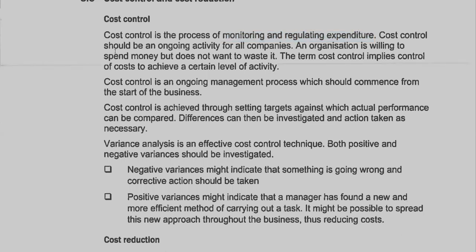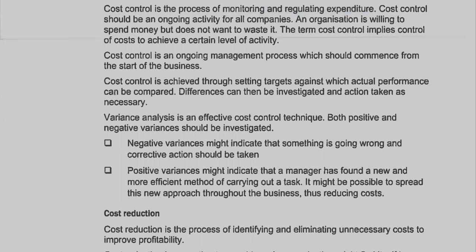And cost control should be an ongoing activity for all companies. An organization is willing to spend money, but does not want to waste it. The term cost control implies control of cost to achieve a certain level of activity. So controlling your cost to achieve a certain level of activity is what we call cost control. Now, cost control is an ongoing management process which should commence from the start of the business. Cost control is achieved through certain targets against which actual performance can be compared. So you have certain targets. We have to look at how to compare what we have actually made against our targets. That is a way we can control our costs.